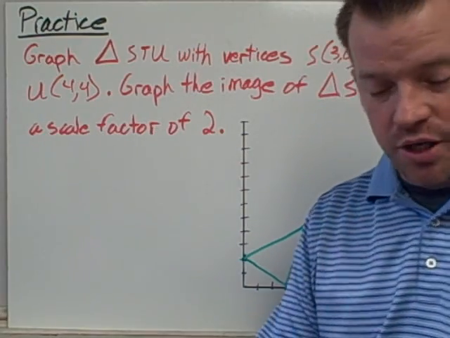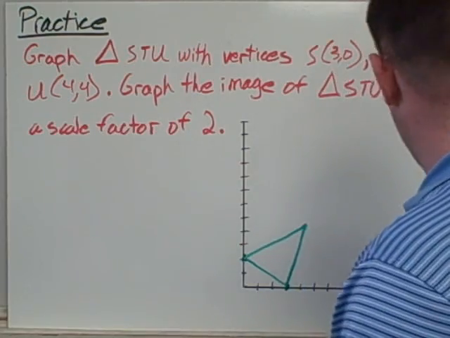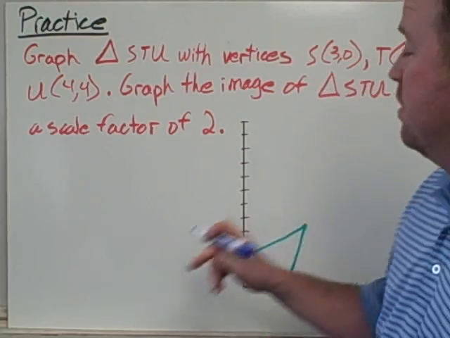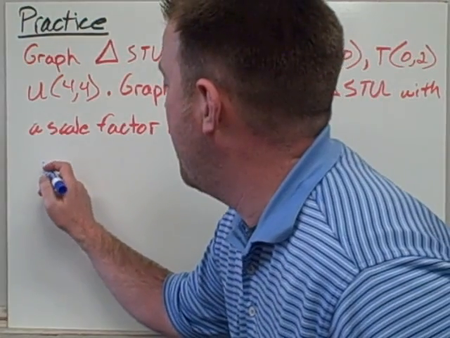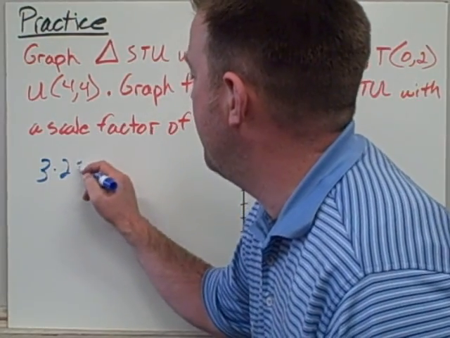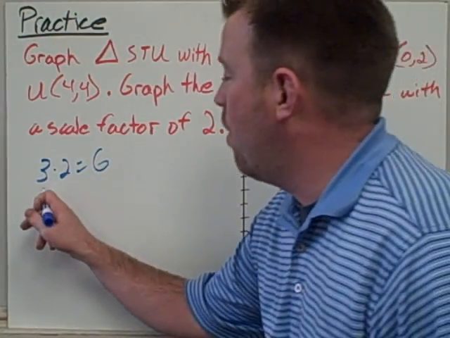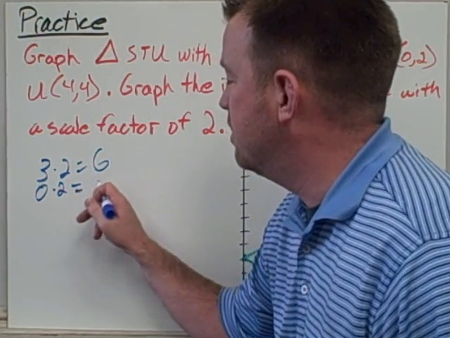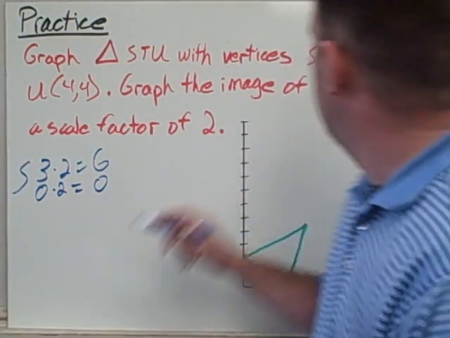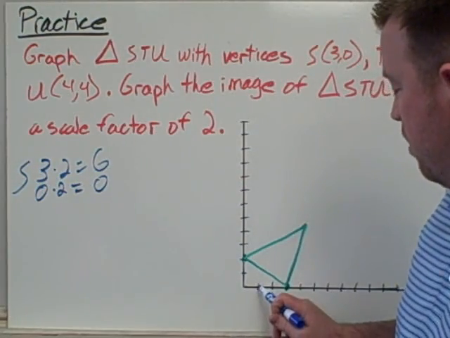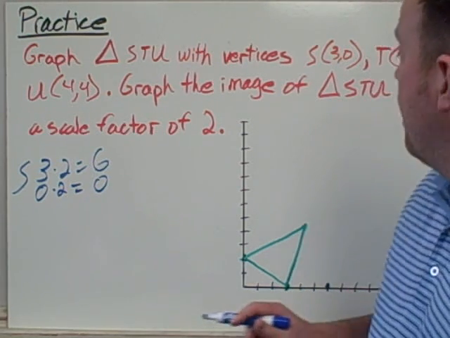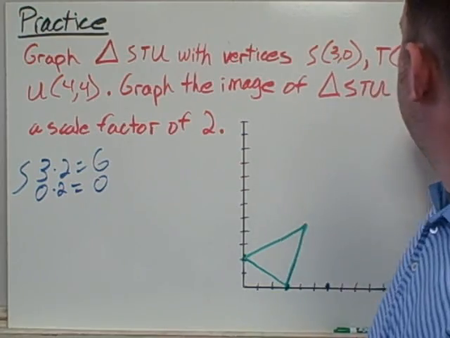All right, now we're going to dilate it, just like we just did, using the vertices. For S, we had 3 for the x value. We multiply that times 2, and that equals 6. Of course, the y was 0. Anything times 0 is 0. So the new point for S is going to be at 6, 0. So we go 1, 2, 3, 4, 5, 6, 0.